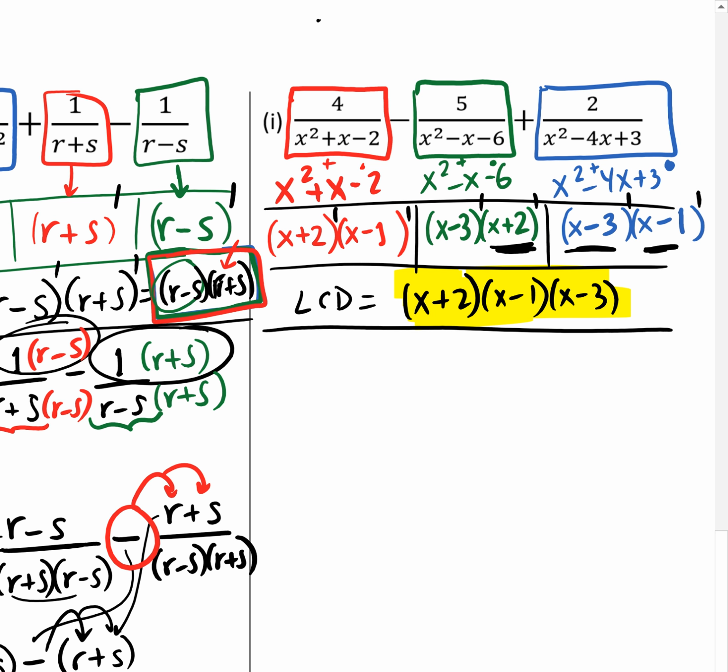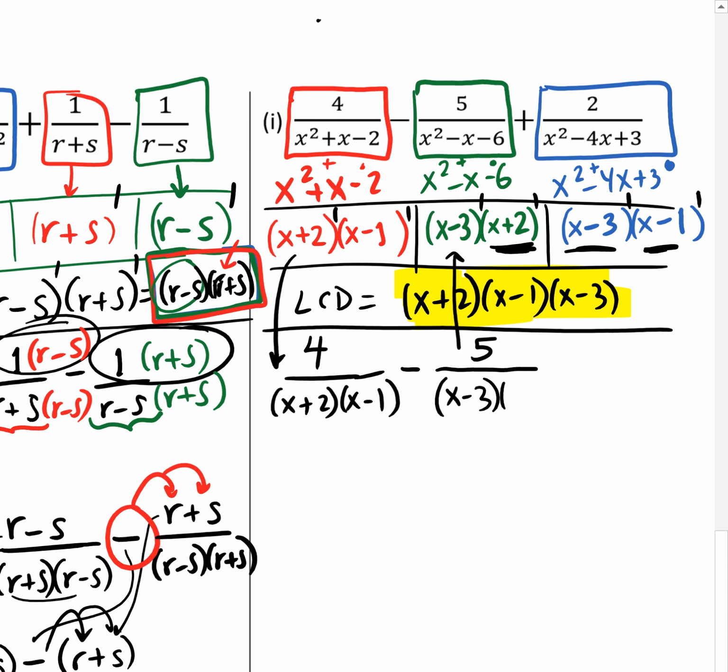Now I'm going to rewrite the 3 fractions above, but I'm going to write their denominators in factored form, like we said. So this guy's denominator is now x plus 2, x minus 1, just copying what I factored above. And then the second fraction was subtracting. His numerator was a 5. His factored form was x minus 3, x plus 2. The third fraction you're adding, and it had a 2 in the numerator, but its denominator we factored into x minus 3, x minus 1.